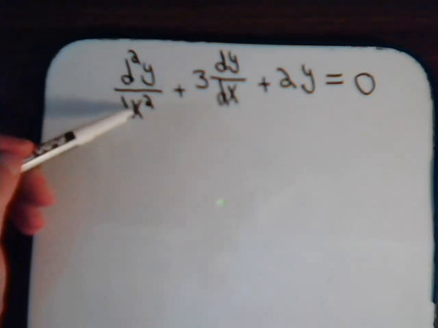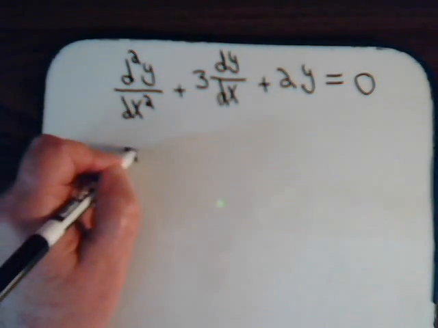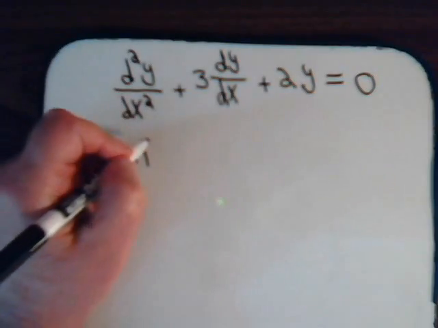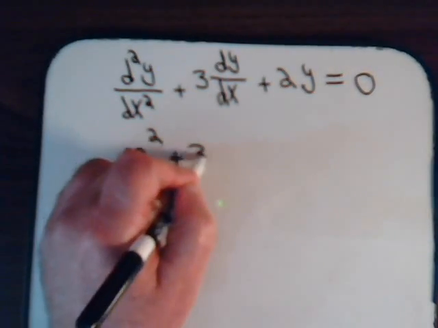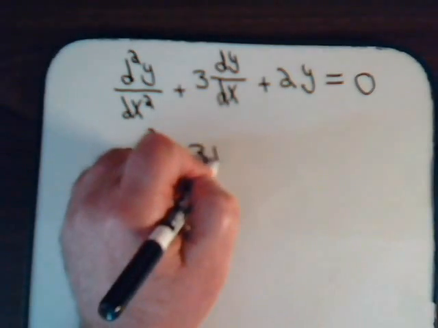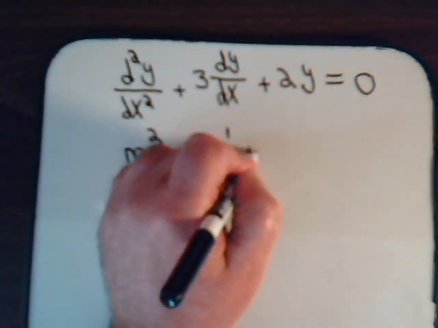Okay, if you watched our introductory video on auxiliary equations, you know the strategy is pretty simple. Here we have a second order derivative. We replace that with m raised to the second power. Then we have plus 3. This is a first order derivative, so we replace that with m to the first power plus 2 times y.